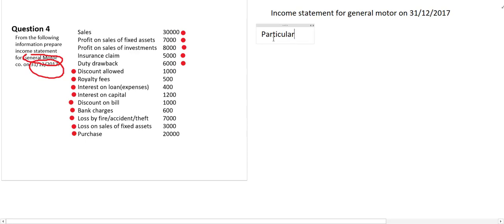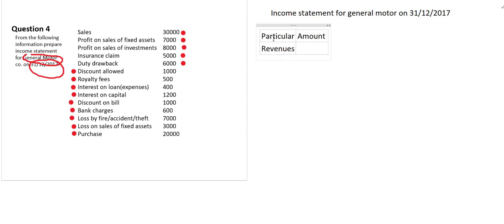Okay, so this one is there. Now let us take one more, and the next one is like the previous one, amount. So in order to reduce the time, okay, fine. The next one we have to mention is revenue, right? Revenues, and the next one is okay.